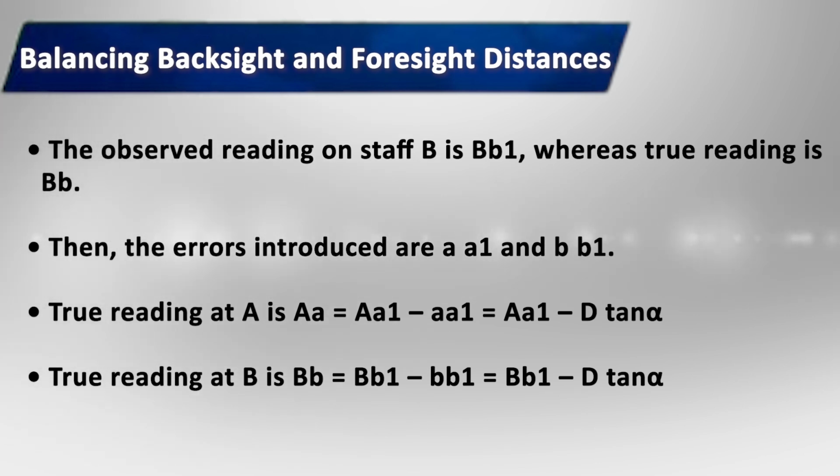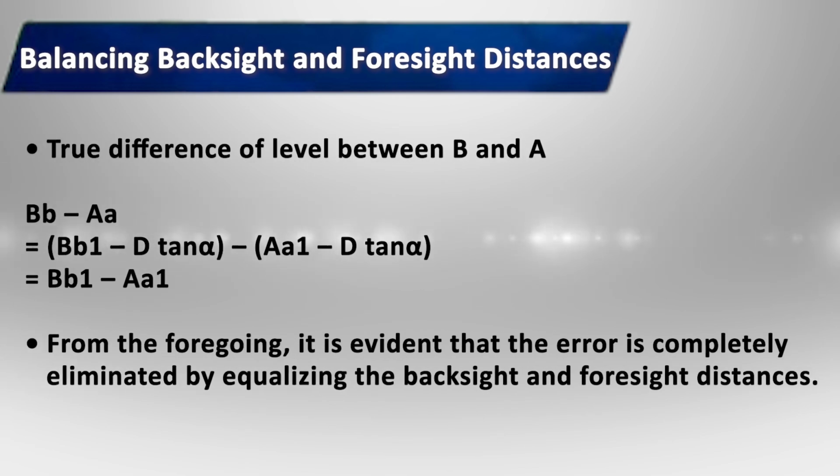So, the true reading at A is Aa, which is equal to AA1 minus aA1, that will be equal to AA1 minus D tan alpha. True reading at B is Bb, which is equal to BB1 minus bB1, which will be equal to BB1 minus D tan alpha. So, the true difference of level between B and A is Bb minus Aa. Solving the equation, we get (BB1 minus D tan alpha) minus (AA1 minus D tan alpha), which results in BB1 minus AA1. So, from the foregoing, it is evident that the error is completely eliminated by keeping the backside and foreside at equal distances.